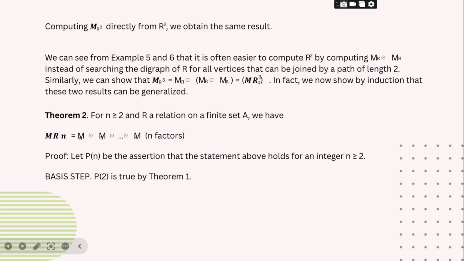Now, let's extend our understanding with theorem number 2, which states that we can compute paths of any length using Boolean matrix multiplication. Instead of just 2 steps, we can generalize to find paths of any length. Mathematically, this is expressed as M sub R to the n equals M sub R composed with M sub R composed with, and so on, then composed with M sub R, n factors.